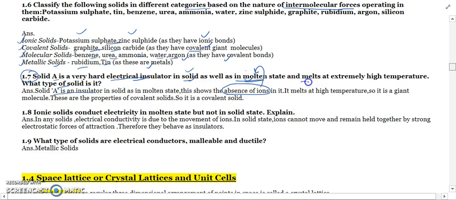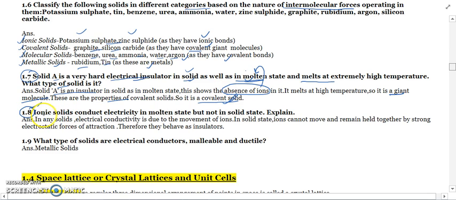Next, the hint is that it melts at extremely high temperature, so it is a giant molecule. These are the properties of a covalent solid, therefore it is a covalent solid, and in particular we can say a giant covalent solid. Hope you got my point.